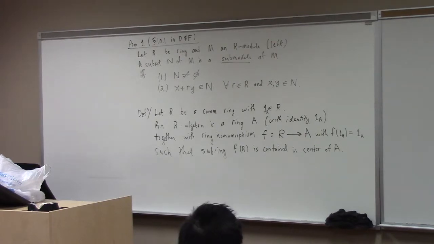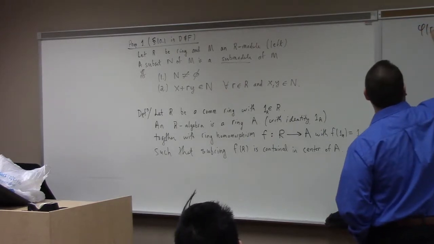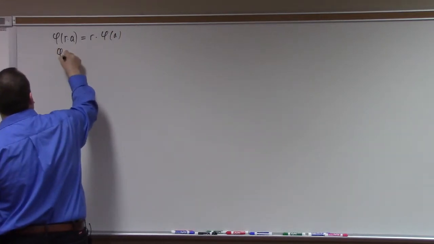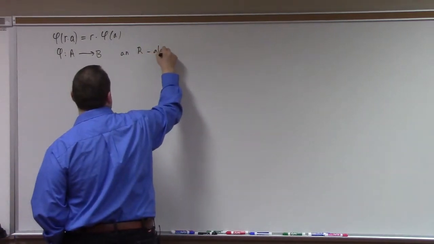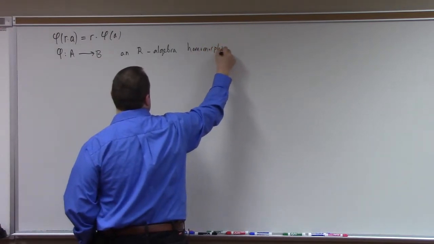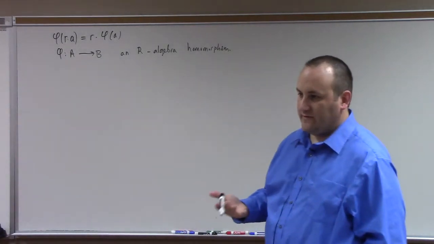You can talk about A and B being two R-algebras, and then an R-algebra isomorphism or homomorphism is a ring homomorphism or isomorphism which maps one to one, and for which you have phi of ra equals r phi of a. This would make phi from A to B an R-algebra homomorphism. So this is something that was missing from our discussion so far as a definition of what an algebra is.